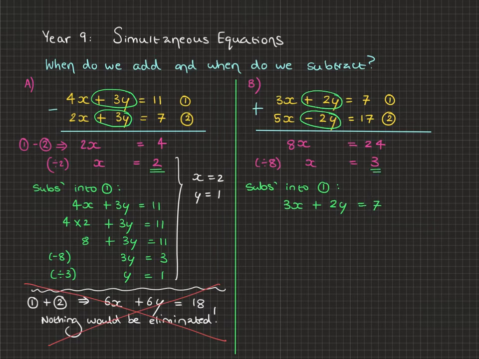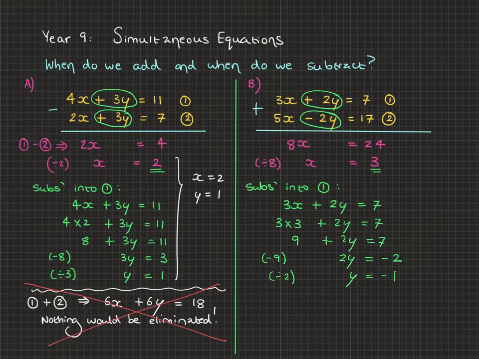So that's going to give me 3 times 3 plus 2y equals 7. So that's 9 plus 2y equals 7. Subtract the 9 from this simple equation involving only y, so 2y equals negative 2, and divide by 2, giving me y equals negative 1.